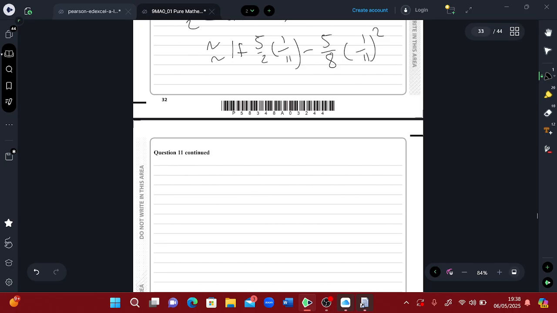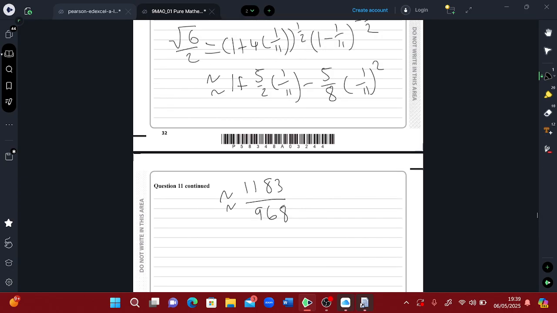Okay. So then, bung that into the calculator. What do you get there? 1 plus... You actually do get a fraction here: 1183 over 968. Cool.